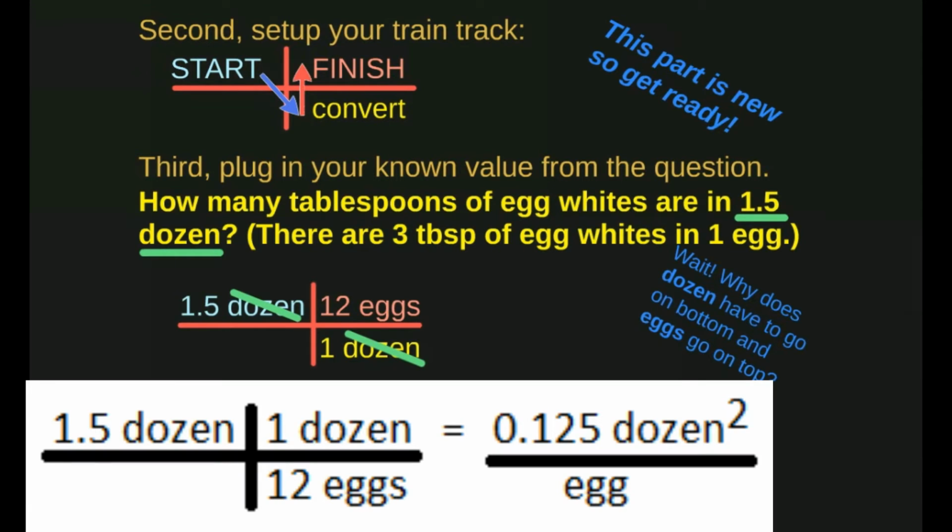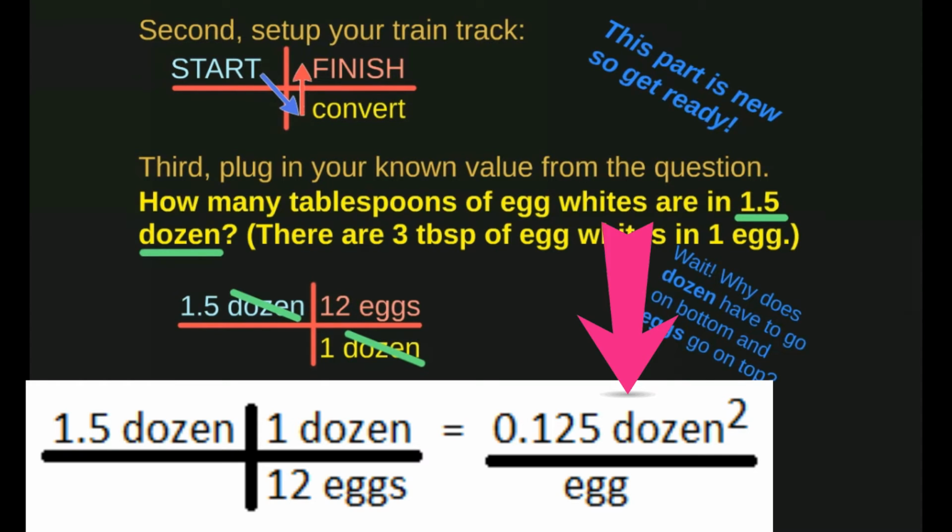If you put 1 dozen on top and the 12 eggs on bottom, you'll get this. You'll get 1.5 over 12, which in your calculator is probably some decimal, but your units are going to be stupid. When they're across from each other, they don't cancel out. What happens? It stays the same, but it actually squares. So you would have this over eggs.